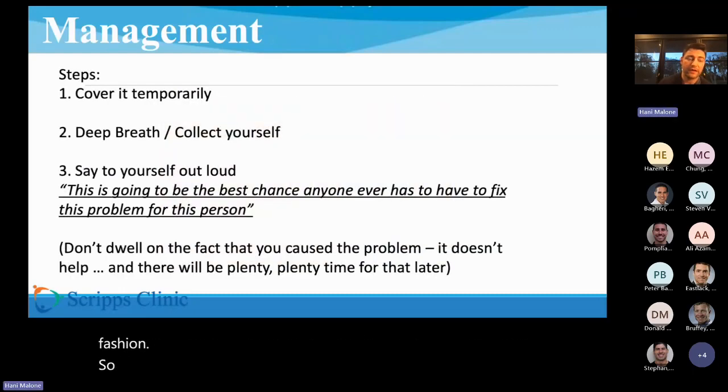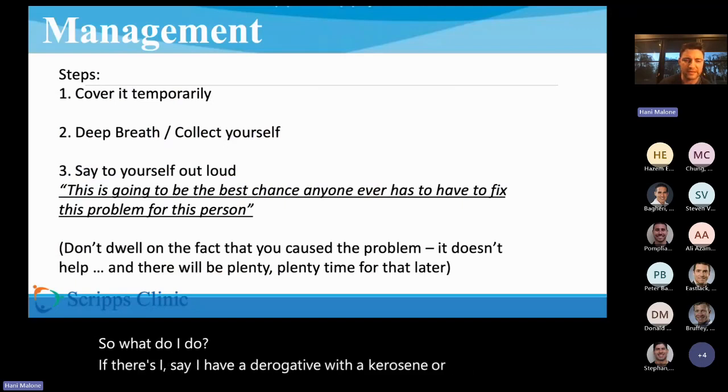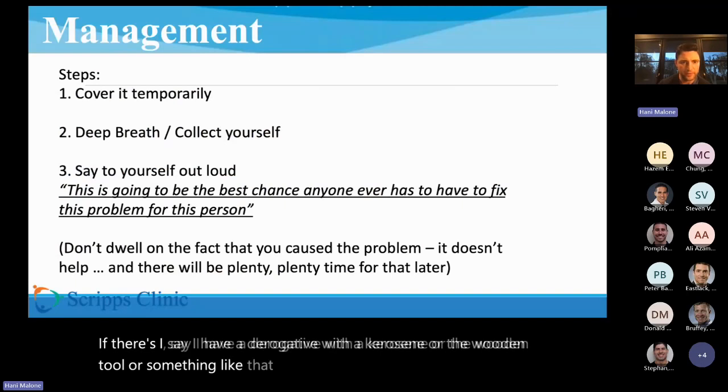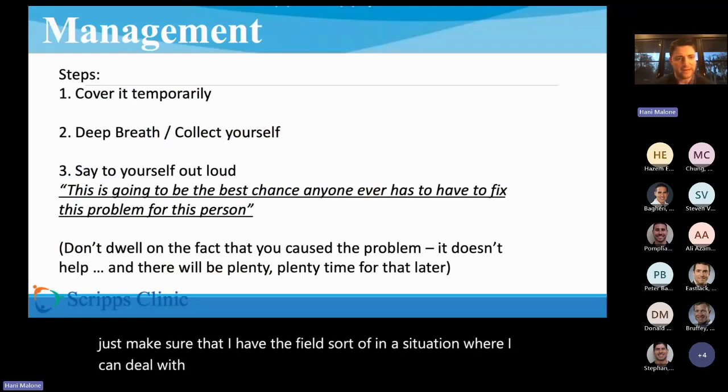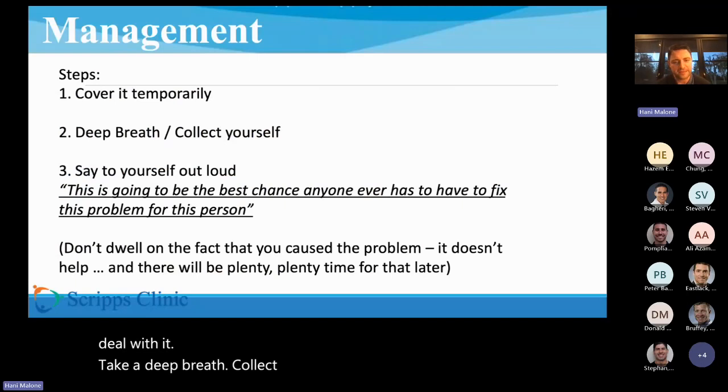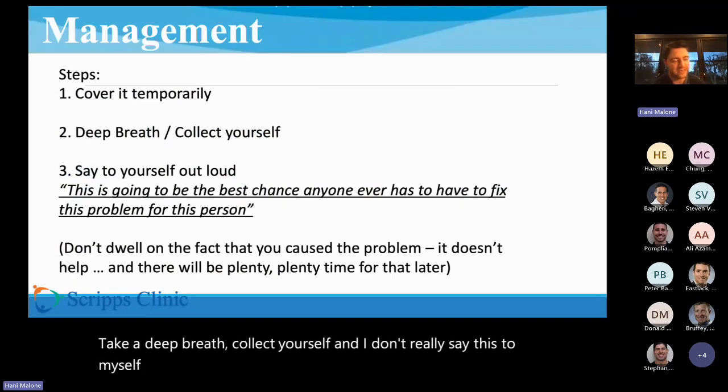So what do I do? Say I have a durotomy with a Kerrison or the Woodson tool or something like that, I'll cover it up temporarily. I'll make sure that I have the field in a situation where I can deal with it. Take a deep breath, collect yourself. I don't really say this to myself anymore, but I definitely did in the beginning.